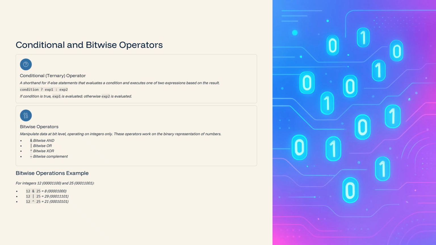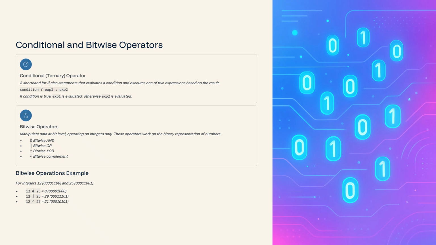Here, if the condition is true, expression 1 is evaluated. Otherwise, expression 2 is evaluated. Now, if we take an example, suppose largest = a > b ? a : b. It means that if a is greater than b, then largest is equal to a. Otherwise, largest is equal to b. The benefit is that it is compact code and is used for simple decisions. It is equivalent to if-else: if a is greater than b, largest is equal to a, else largest is equal to b.